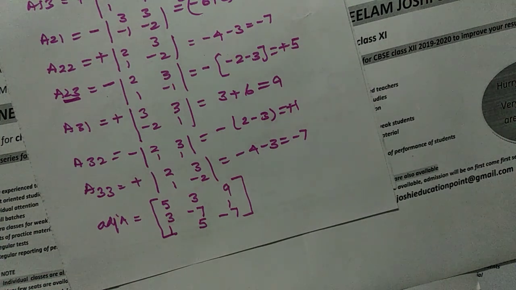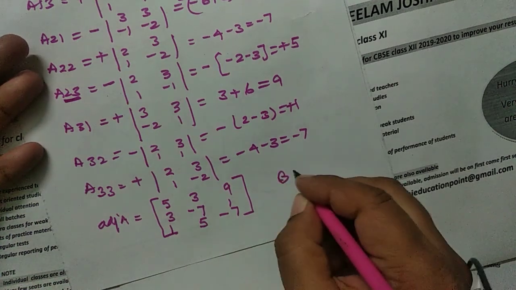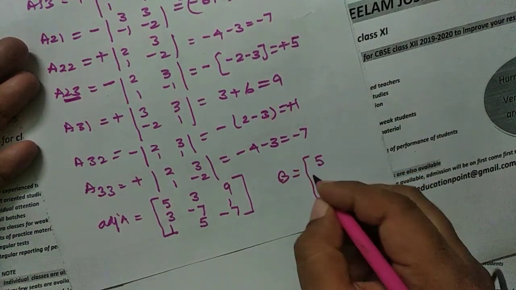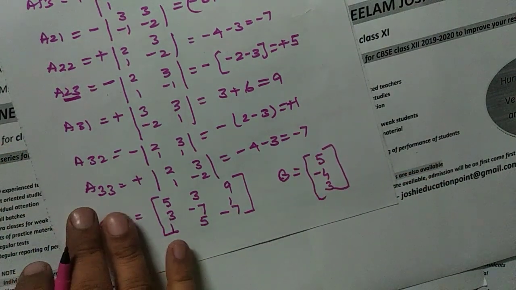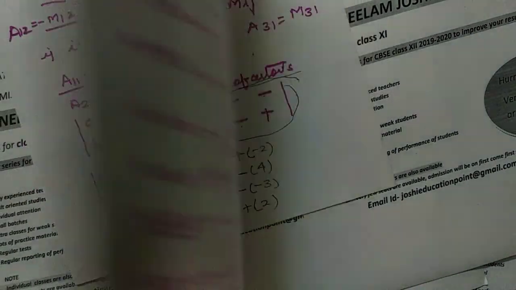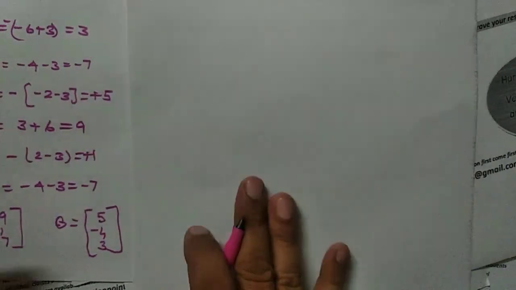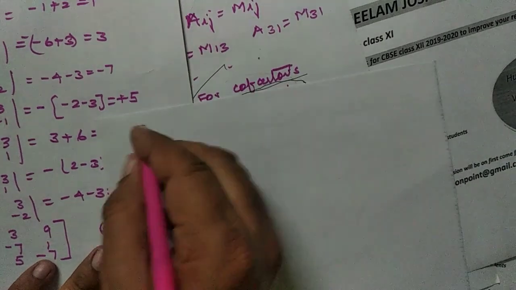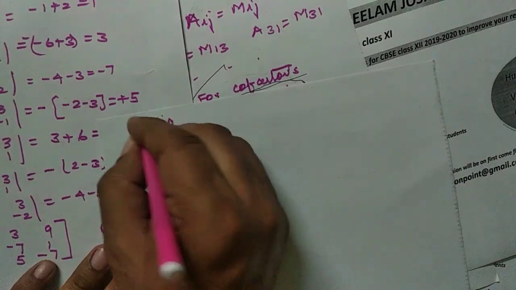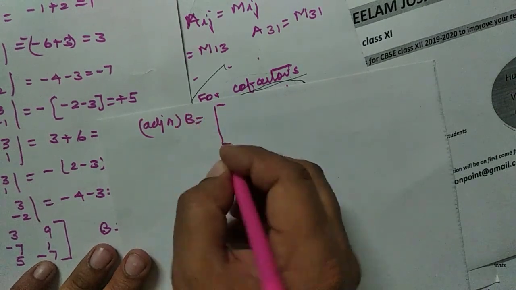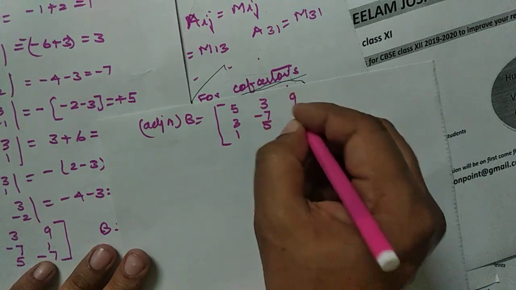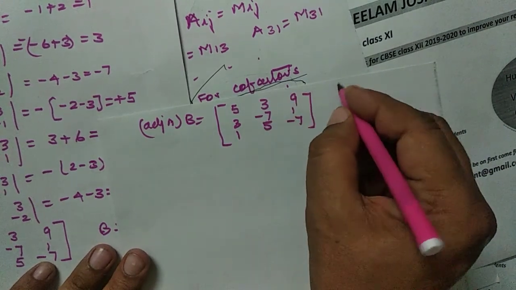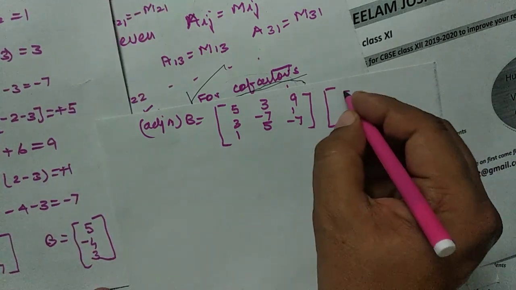Now my next step will be to find adjoint of A into B. So B is actually 5, minus 4 and 3. So now I will calculate adjoint of A into B. That will be my next step. Adjoint of A is 5, 3, 1; 3, minus 7, 5; 9, 1, minus 7. And B is actually 5, minus 4 and 3.